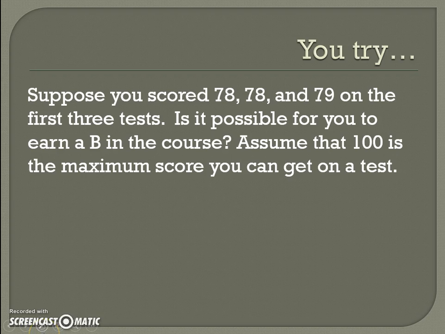Let's take a look at this. All right, so pause and you try this one on your own. And hopefully when you're done, you find that the answer is no. It is impossible for you to get a B because you cannot get over 100. You'd have to get somewhere between a 101 and a 109 is what I came up with. So those values are impossible for you if you can't get over 100.